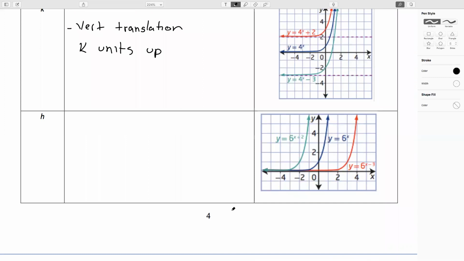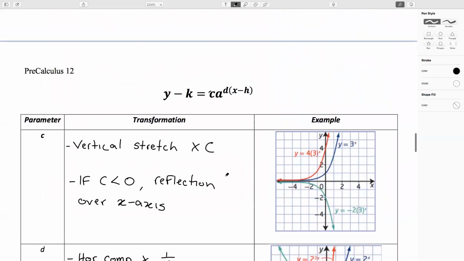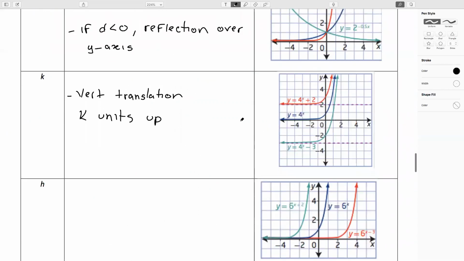And last but not least, h. H is the variable inside the brackets with x. It's going to be a horizontal translation, and h will shift the function left or right. So h is a horizontal translation, h units right.